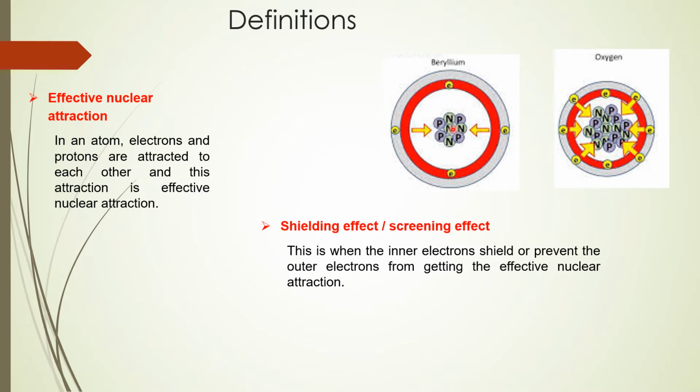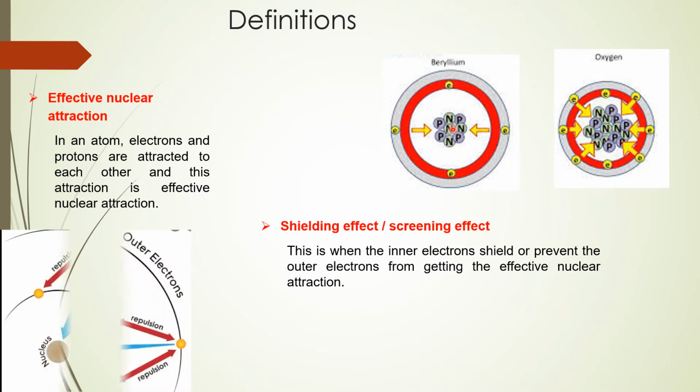Okay, so you are expected to know the definition of effective nuclear attraction, which is the attraction between the electrons and the protons, and the shielding effect, which is a repulsion force that is created by the inner electrons. So the inner electrons will try to push away the outer electrons. And when that happens, the outer electrons don't get any attraction from the center, which is the protons.